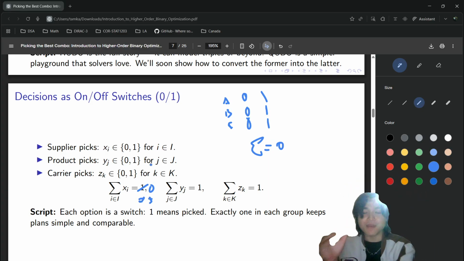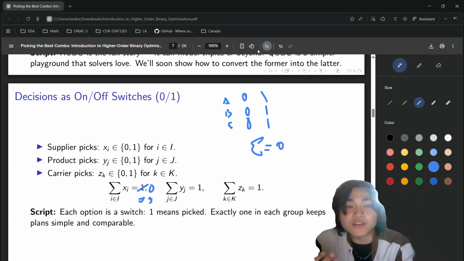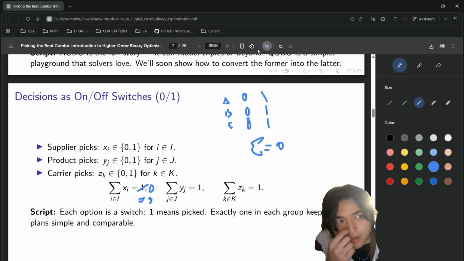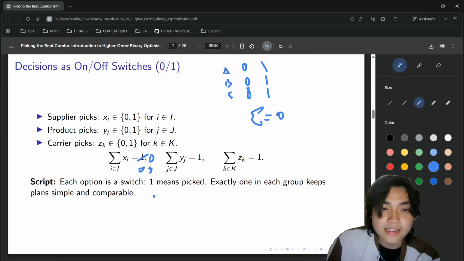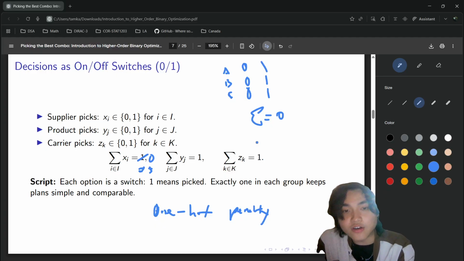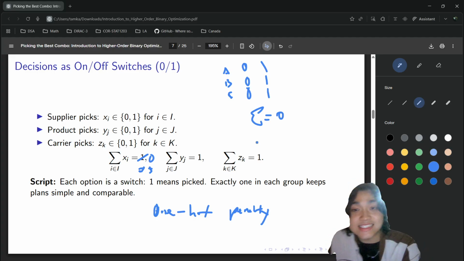So essentially, the math behind it is, for all of the different categories of suppliers, how do we make sure that we only pick one? This is what I mentioned earlier. We actually need to introduce penalty terms to force this. It's something called one hot penalty. You can think of it as one hot encoding from ML or data science.